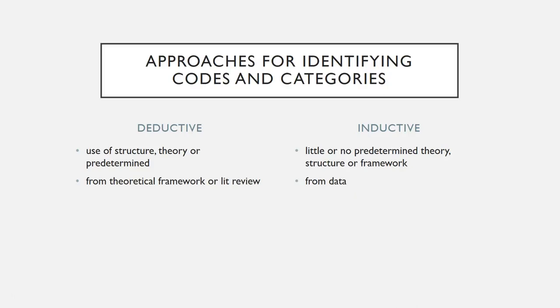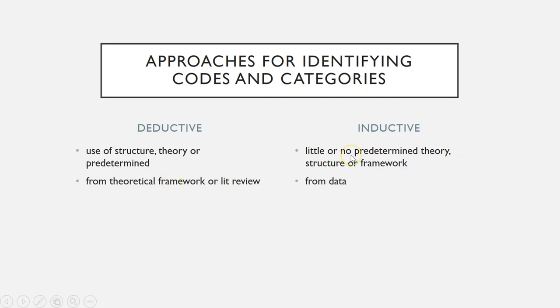Deductive coding means that you have some predetermined structure or theory that you want to look for in your data, and themes and categories might also come from your literature review as well. So it's basically something that you're looking for based on what you've done before the analysis.